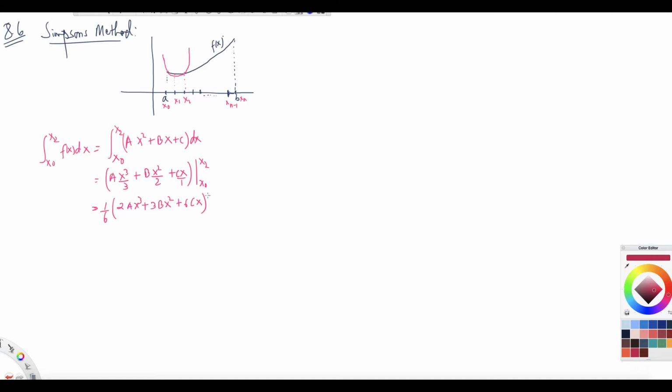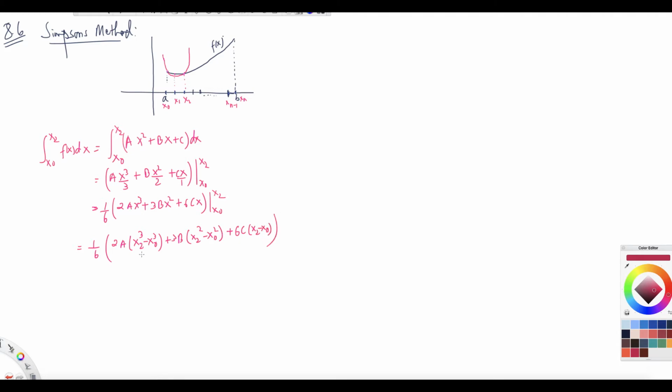Now you plug in the limits, so that is x0 to x2. What you get after that is 1/6 times 2a, x2 cubed minus x0 cubed, plus 3b, x2 squared minus x0 squared. I'm just plugging in the limits, right? For each x, you plug in the upper limit, and then do minus, and you plug in the lower limit. That's what I'm doing here. And then plus 6c, times x2 minus x0. That's what you get.